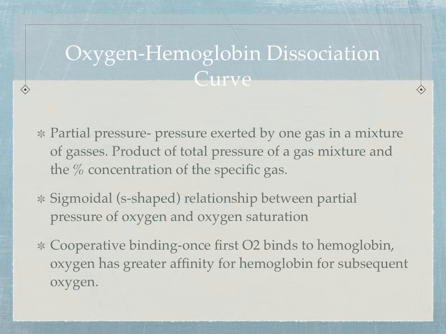And it takes on what's called a sigmoidal or S-shaped relationship, which is a relationship between how much partial pressure, how much pressure is exerted by oxygen, causing the hemoglobin to be saturated with oxygen. And I'll show you the curve in the next slide. But we have something also called cooperative binding, and that just means once one molecule of oxygen is bound to hemoglobin, the remaining oxygen have a greater affinity or attraction to hemoglobin, and so they will more readily bind with the hemoglobin.